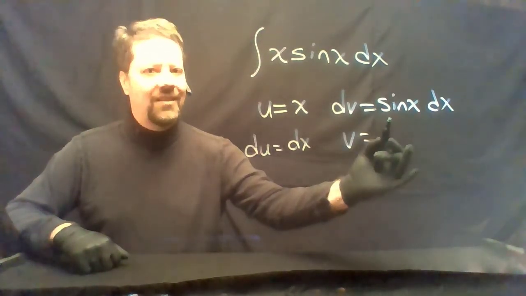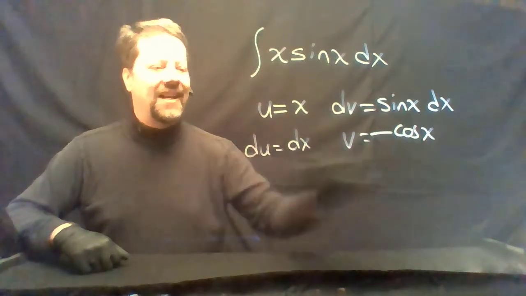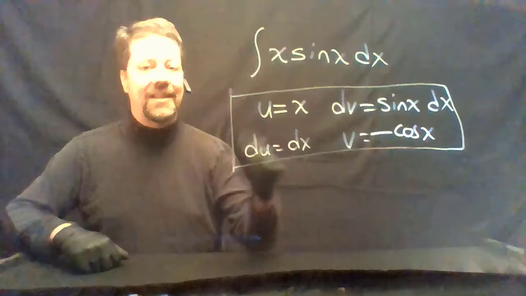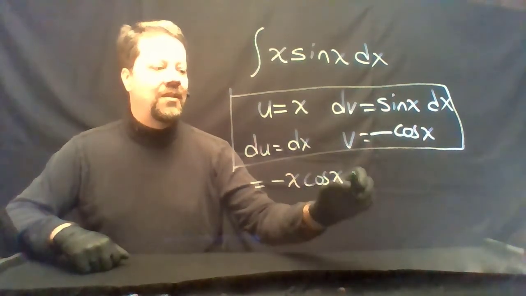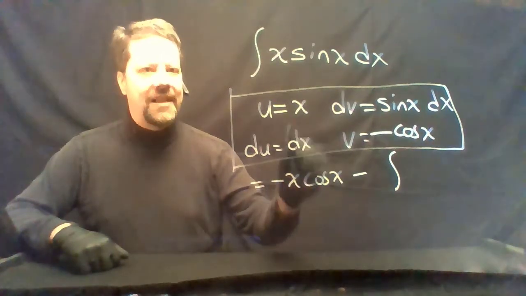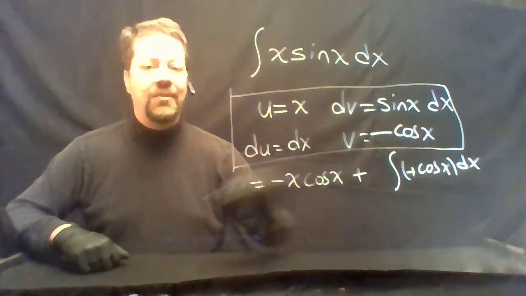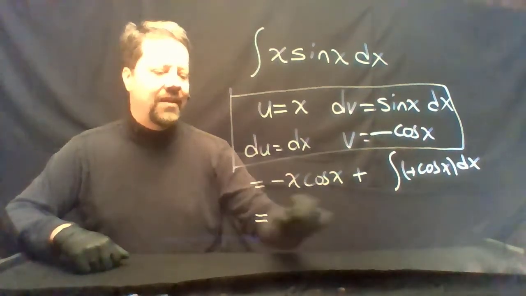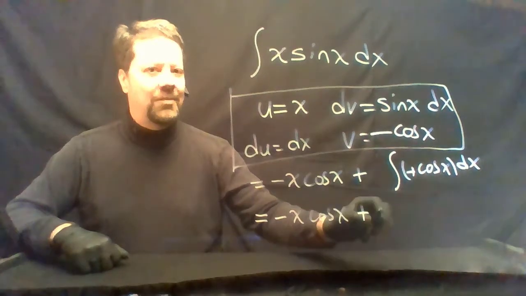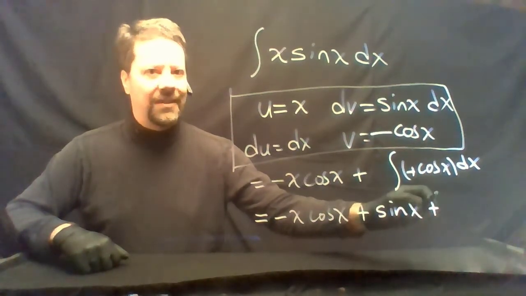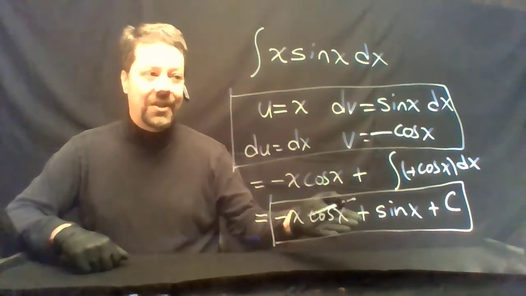V we find by integrating. What do you get when you integrate sine x? Well, you get minus cosine x. Don't write plus c's on this part. That's for later. We get uv, that's minus x cosine x, minus the integral of v du. So we have this minus cosine x dx. The minuses will cancel. And now, when we integrate, we get minus x cosine x. What's the integral of cosine x? Plus sine x. Integral, not derivative. Plus c. And there you have it, which you can check by differentiating.